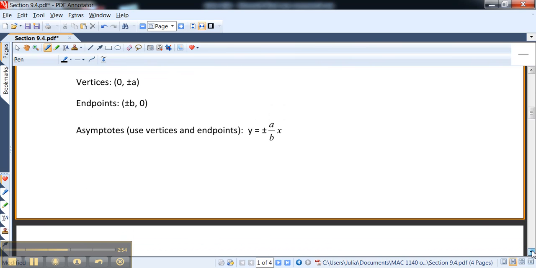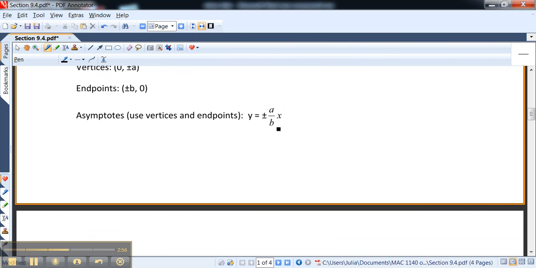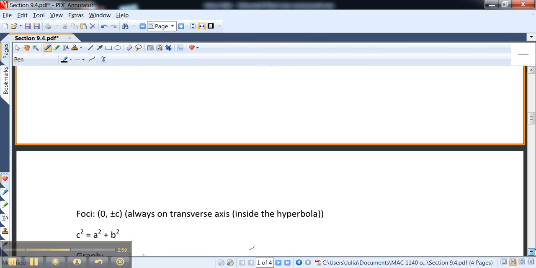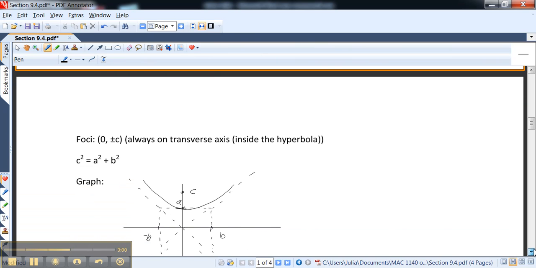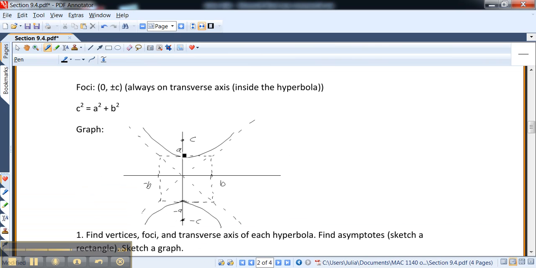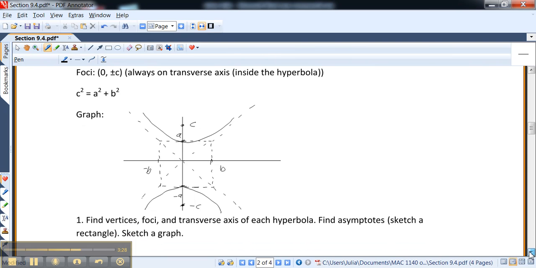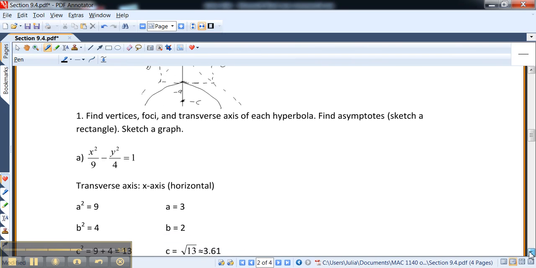Similarly, the asymptotes this time would be a over b, because the rise is a. Notice, here's the graph. So here's a similar rectangle, but this time a and negative a are on the y-axis, and negative b and b are on the x-axis. And again, we have foci always inside of the hyperbolas. And this time the rise over the run would be a over b. And again, I usually find it easier to plot the rectangle first, and everything else kind of falls into place once you figure out which hyperbola it is.